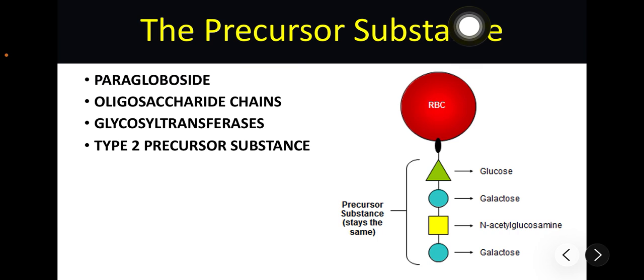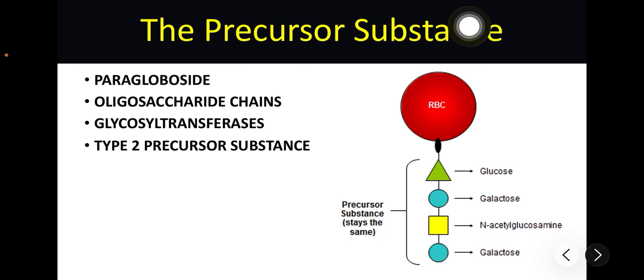So let's define the following terms. We have the paragloboside, also known as a glycan. It is the specific precursor substance from which the A, B, and H antigens originate. It is classified as a type 2 precursor and functions as the primary substrate for the formation of both H antigens and the P1 antigens.